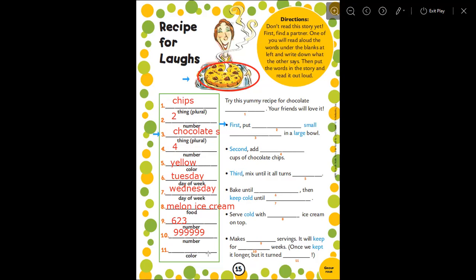If it was kept longer, what color did it turn? If you will not eat the cookie, and then after how many years, what will be the color? Maybe black. Like it will not be good anymore, right? No, that's not black. What will be the color if the cookie or the chocolate chips is brown?